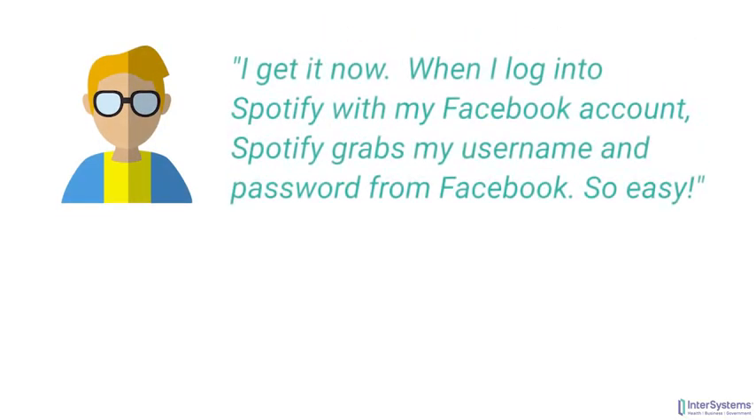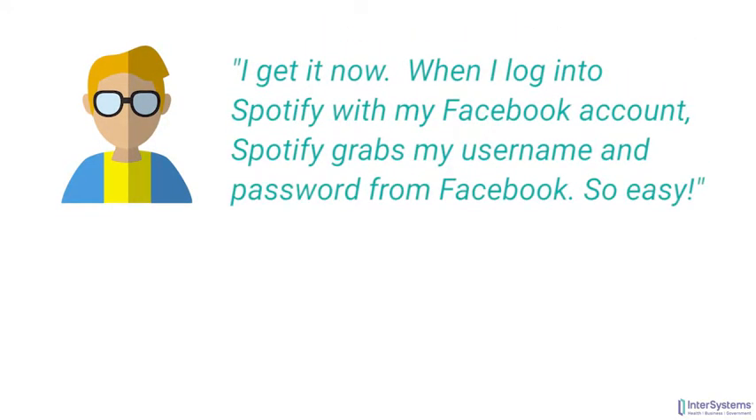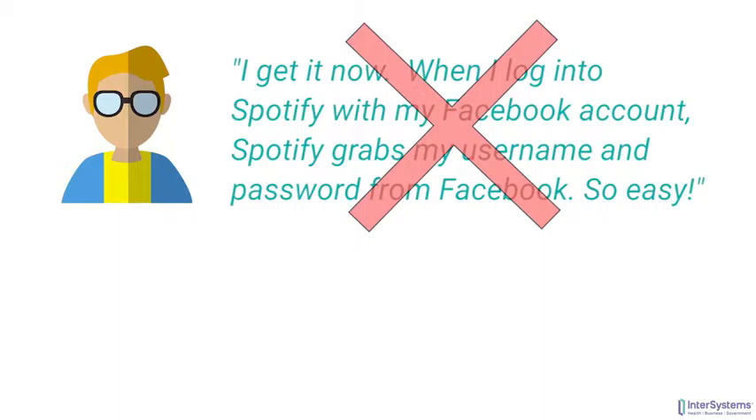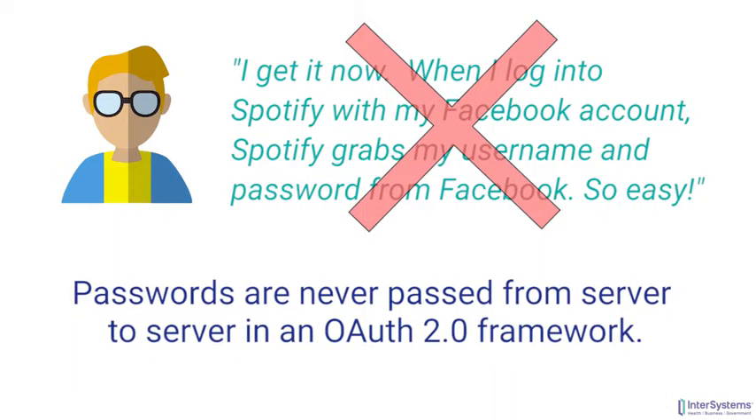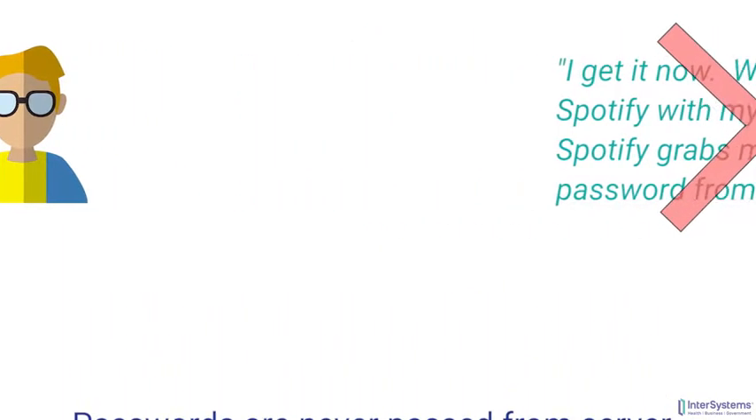So John's thinking, I get it now. When I log into Spotify with my Facebook account, Spotify grabs my username and password from Facebook. It's so easy. Wrong. This is one of the biggest misconceptions about OAuth 2 frameworks. Passwords are never passed around during this process. So how does it actually look?